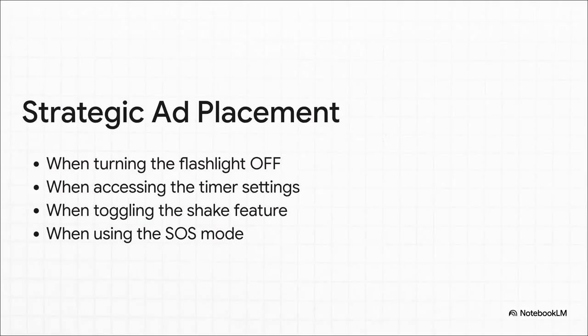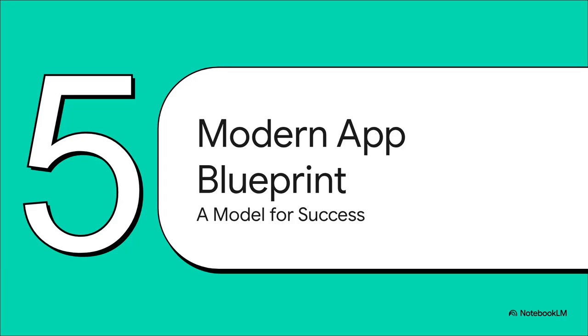And that ad placement, it isn't random. Not at all. It's actually highly strategic. Notice when the big full-screen ads tend to appear? It's after you've already gotten what you wanted, when you turn the light off, or after you've set the timer. It's a very deliberate choice, designed to feel less annoying while still making sure the app can pay its bills and keep getting better. So, what have we learned here? What does this all add up to?